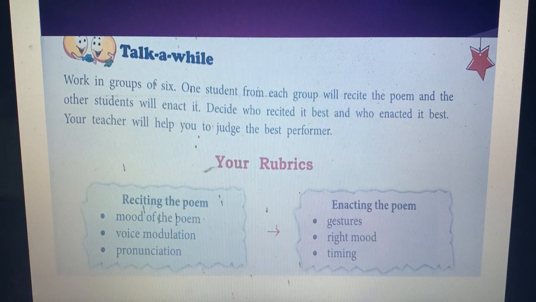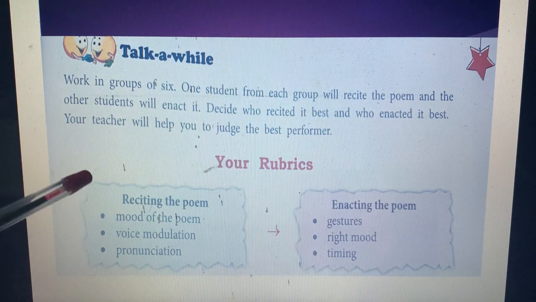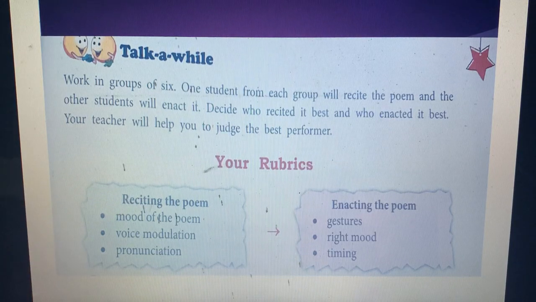This we cannot do in class because we are not taking classes nowadays. So you can look for these points in the person who is enacting the poem. Gestures, right mood, timing sahi hone chahiye, mood of the poem, voice modulation and pronunciation bhi theek hona chahiye. So these are the points, rubrics, which should be present when the person is reciting a poem. You can judge it yourself. Fine. So this is about talk a while.